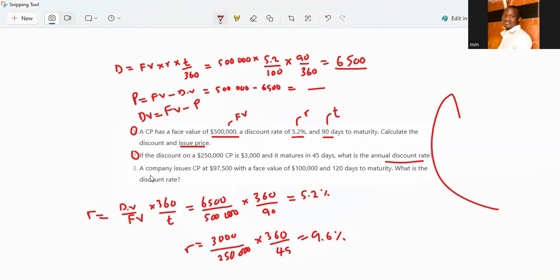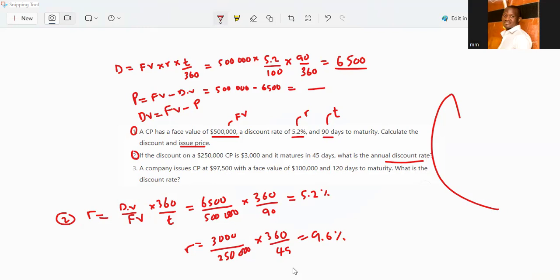Question number 3: a company issues a commercial paper at 97,500, but the face value was 100,000 and it has 120 days to maturity. What is the discount rate? The discount rate is given by the same formula, D over face value times 360 over time, except we have a problem here. We don't have the discount value.